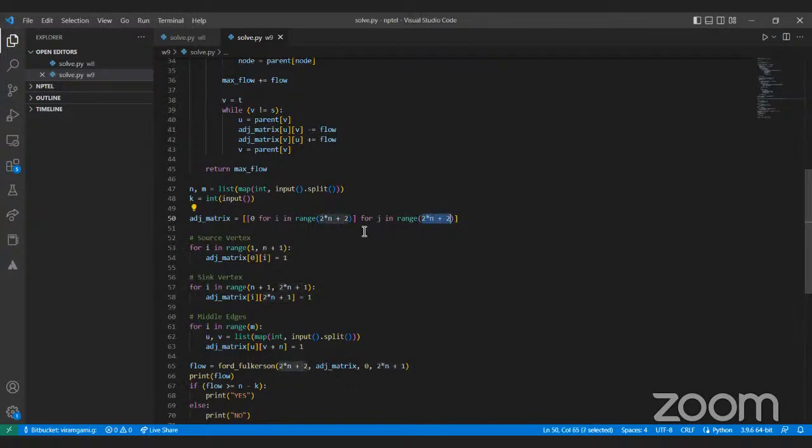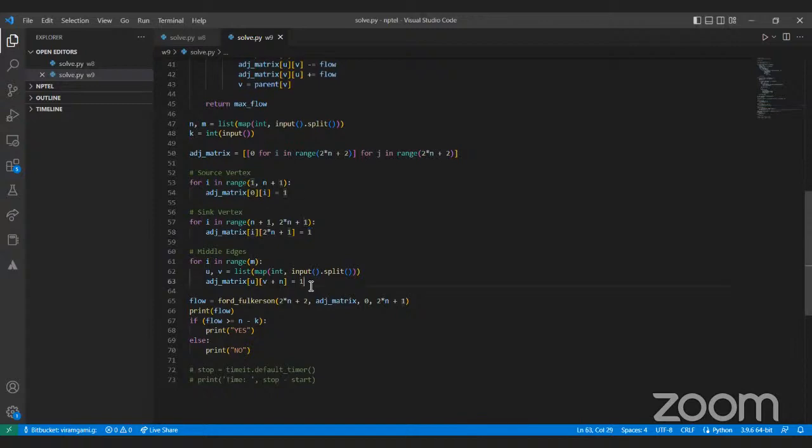Now the zeroth vertex is the source vertex, and the vertices from 1 to n are the type 1 vertices. So I'll add an edge of capacity 1 from the source vertex to all the vertices of type 1. Vertices from n plus 1 to 2n are the type 2 vertices, and the 2n plus 1th vertex, which is the last vertex, is the sink vertex. So I will add an edge from each vertex of type 2 to the sink vertex with capacity 1.